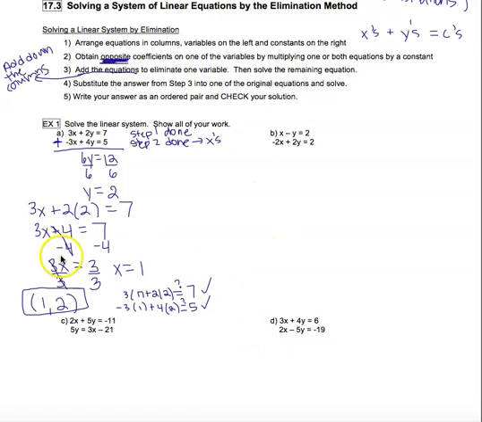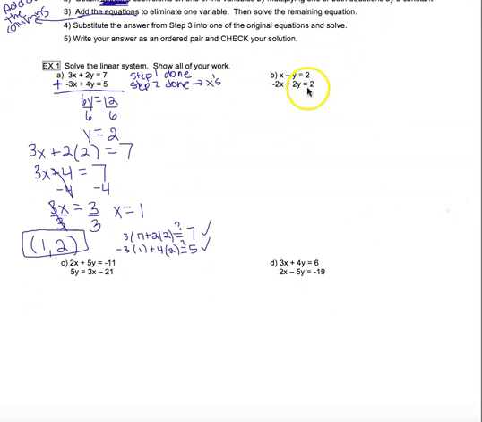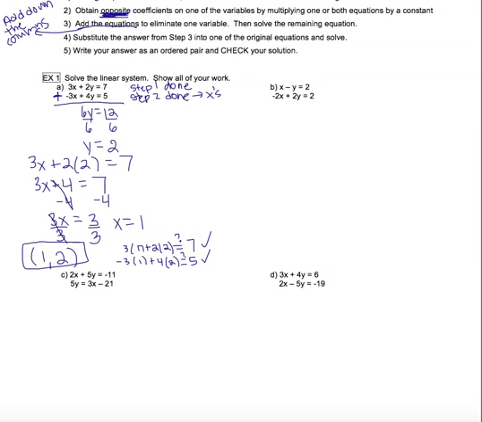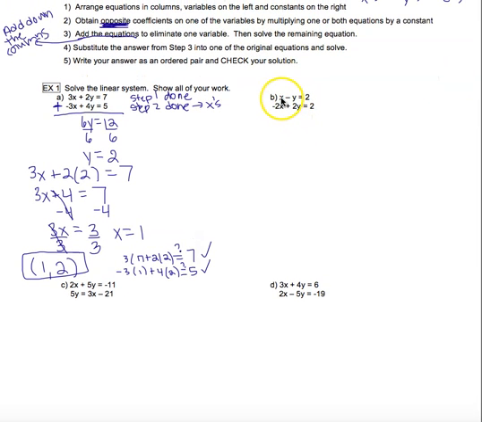Okay, let's look now at part B. We'll switch colors again so that we're not running into each other. So step 1, we line up in columns. I've got x's, y's, and then after the equal sign, I've got constants. So step 1 is already done. Step 2, on my x's, I have coefficients of 1 and negative 2. Those are not opposites. I have negative 1 and positive 2, also not opposites. So step 2 is not done here.